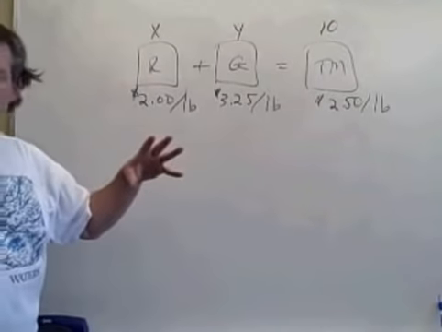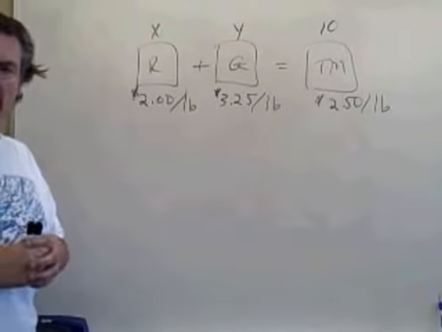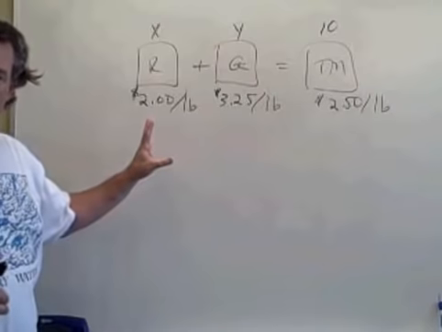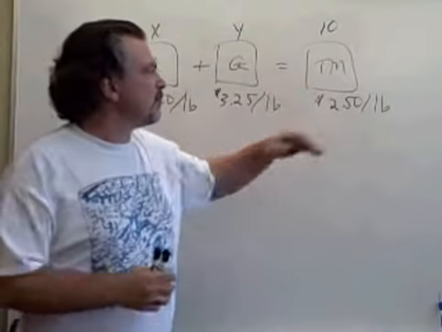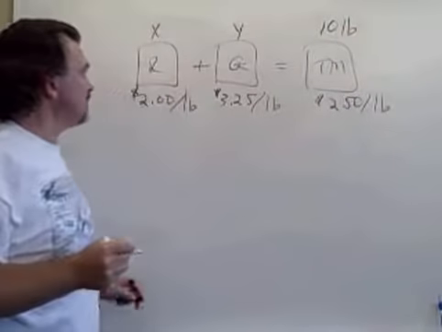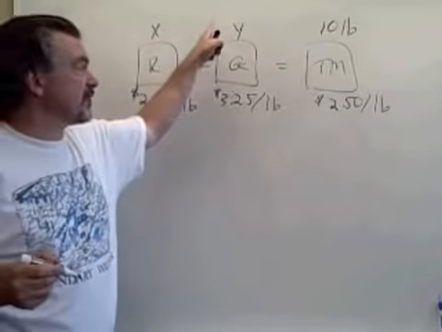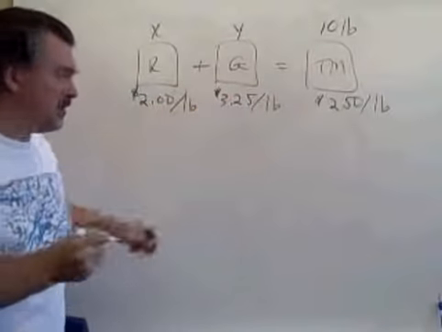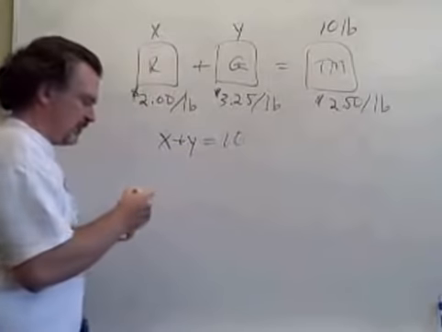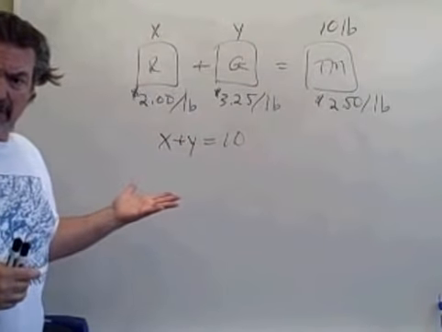Well, if we have two unknowns, we typically want to create two equations so we have a system that we can solve. Well, isn't there one equation that we can write down right away? If we want to end up with 10 pounds of the mixture, isn't that coming from the X pounds of raisins that we mix together with the Y pounds of granola? Couldn't we say that X plus Y has to equal 10? Wouldn't that be an obvious equation we could write?